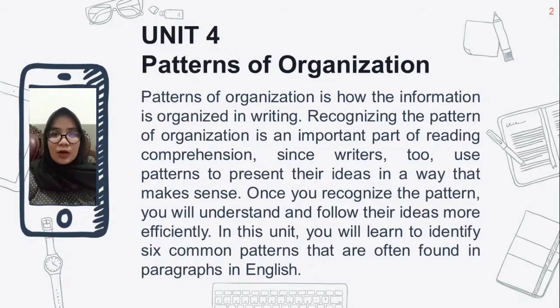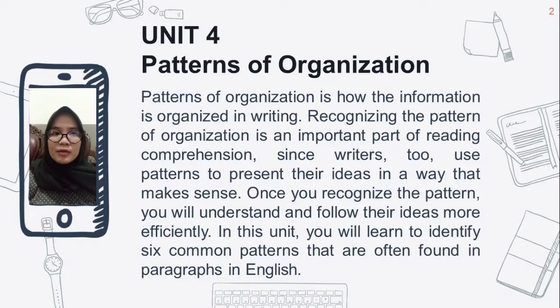Unit 4, Patterns of Organization. Patterns of organization is how the information is organized in writing. Recognizing the pattern of organization is an important part of reading comprehension, since writers do use patterns of organization to present their ideas in a way that makes sense. Once we recognize the pattern, we will understand and follow the writer's ideas of writing more efficiently.